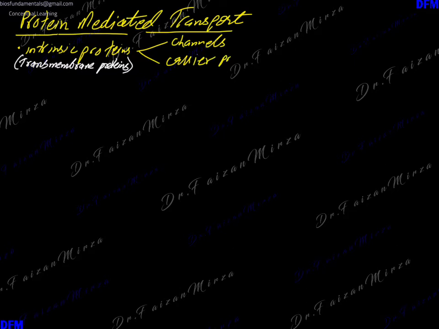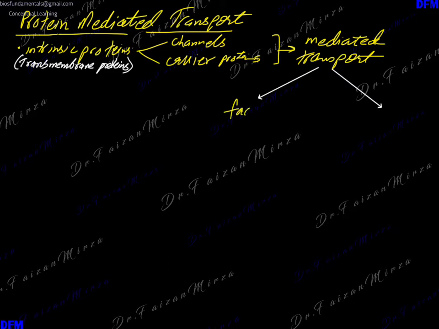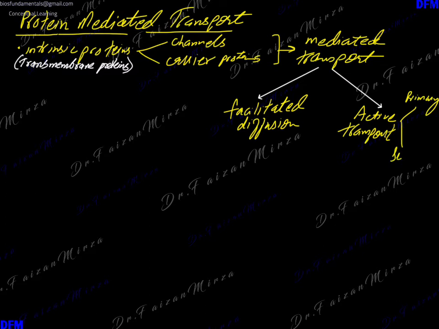They could either be channel proteins or they could be carrier proteins. So this is generally called mediated transport. The mediated transport could either be facilitated diffusion or it could be active transport. Both use transport proteins. Active transport can then be either primary or secondary active transport.